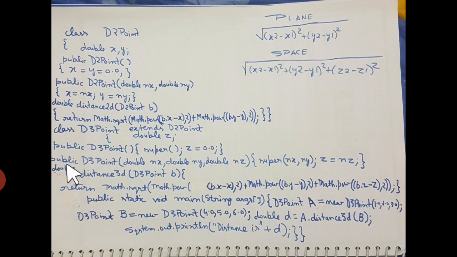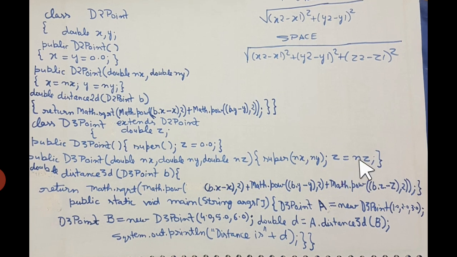All right, after that public D3Point, there is a parameterized constructor. So three members will be there, x, y and z: double nx, double ny, double nz. First we need to invoke the base class constructor, the parameterized constructor. So we have to specify super with two parameters. Never specify the data type while calling this, because it's a constructor invocation. So we have passed nx, ny here, semicolon, and z equal to nz. What did I say? z equal to nz.